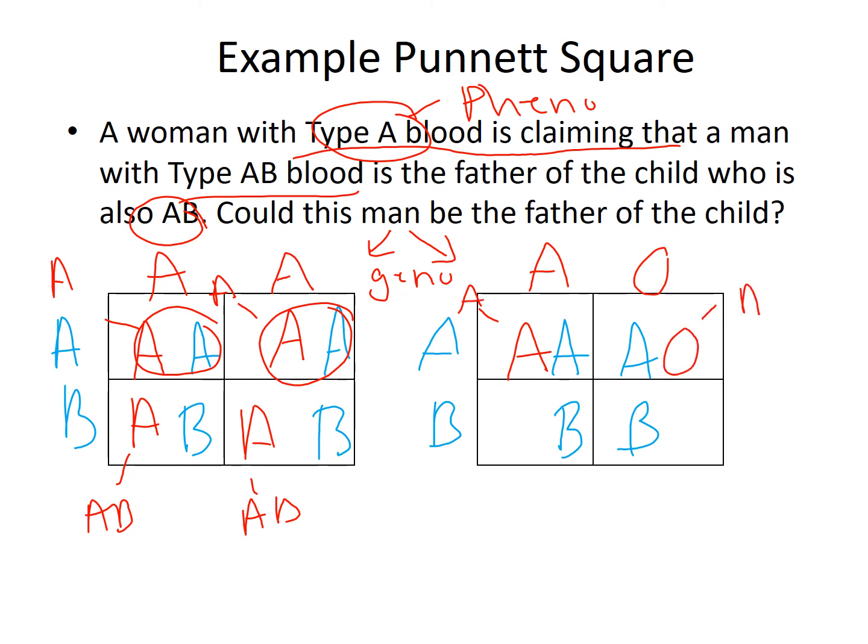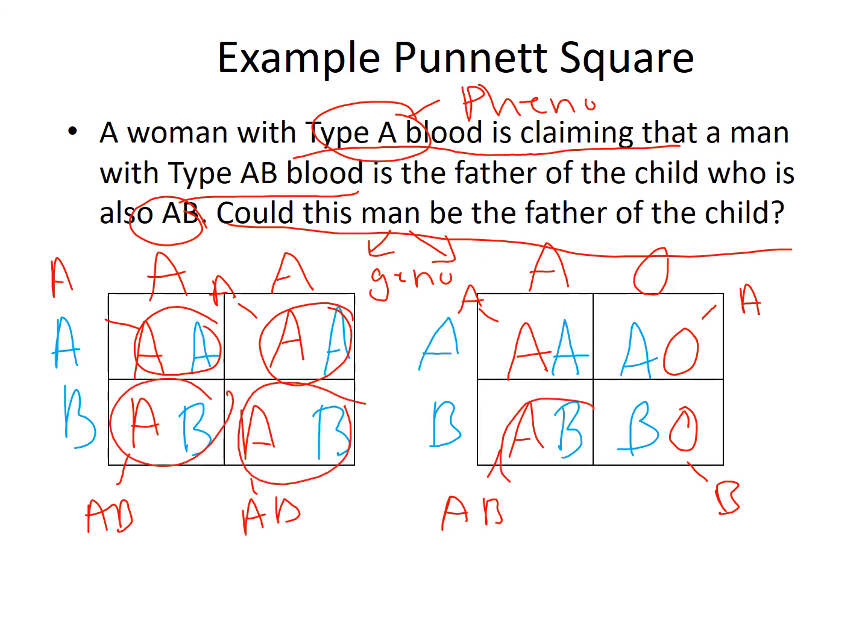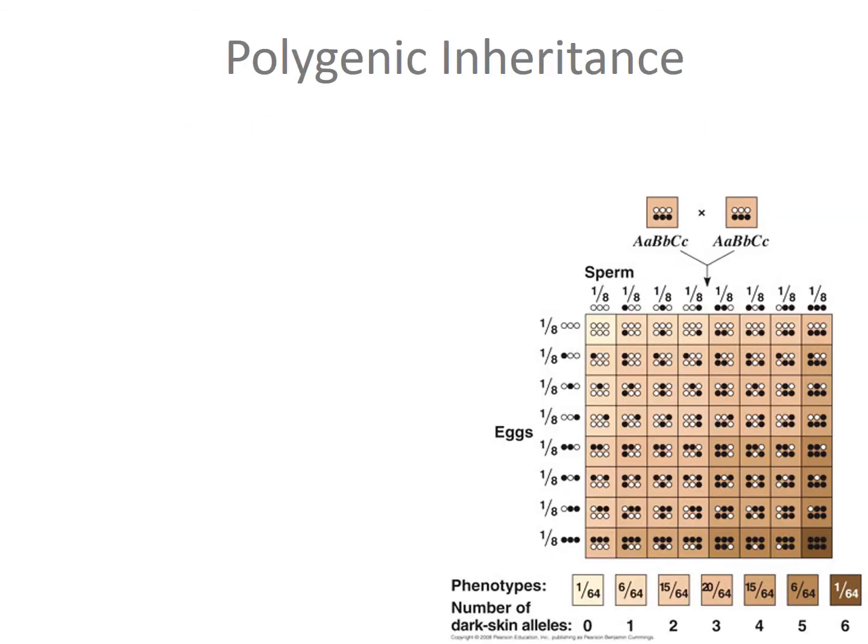AO, this is still A blood. That's why I'm writing those A's there. AB, this is AB blood. And then BO is B blood, regardless of if it has an O. So it's just asking you, could this man be the father? Yes, regardless, he's probably the father because he has it at least 3 times. He's on there multiple times. So we're not worried. If he wasn't on there at all, then no. So yes.